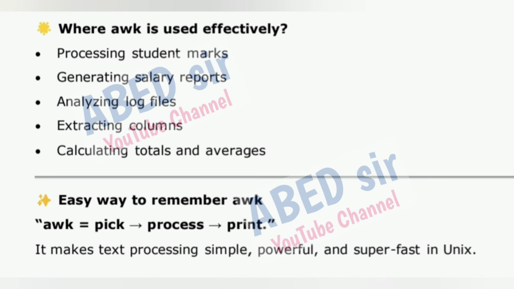Where is AWK used effectively? Processing student marks. Generating salary reports. Analyzing log files. Extracting columns. Calculating totals and averages. Easy way to remember AWK: AWK equals pick, process, print. It makes text processing simple, powerful, and super fast in Unix.